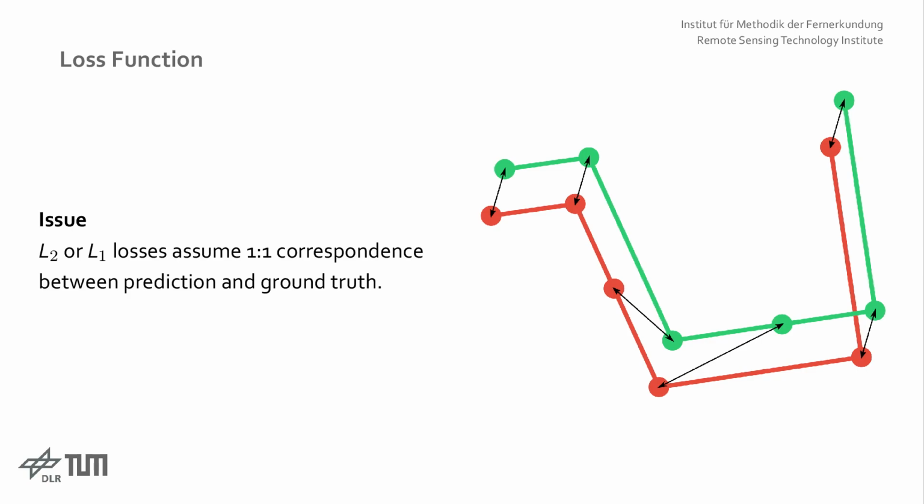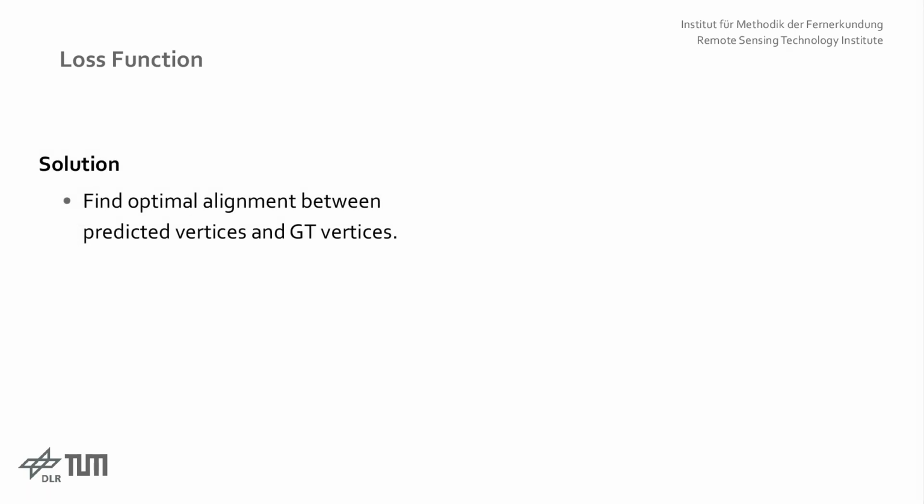As the model cannot know exactly how the ground truth is parametrized at prediction time, it will develop this defensive behavior that leads to the oversmoothed predictions that we saw earlier. So ideally, we should first determine which predicted vertex corresponds to which ground truth vertex.